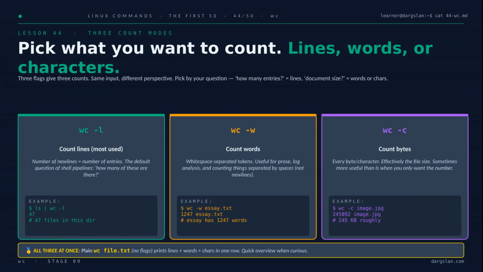Now, wc isn't just about lines. It has three modes, and picking the right one comes down to what question you're asking. Use -l when you want to know how many entries are in a list. Use -w for word counts, perfect for prose or log analysis where tokens are separated by spaces. And use -c for raw byte counts, essentially the file size, often handier than ls -l when you just need a number. And here's a bonus. Plain wc file.txt with no flags gives you all three at once, in one row.